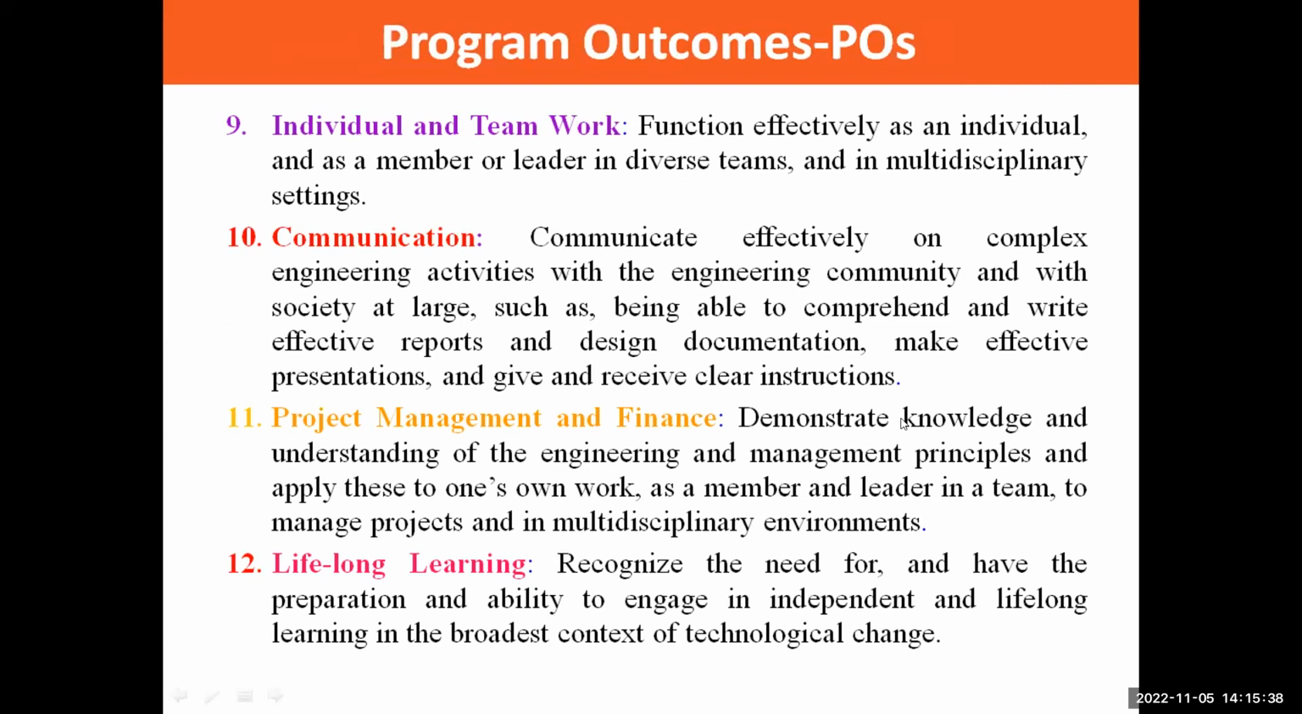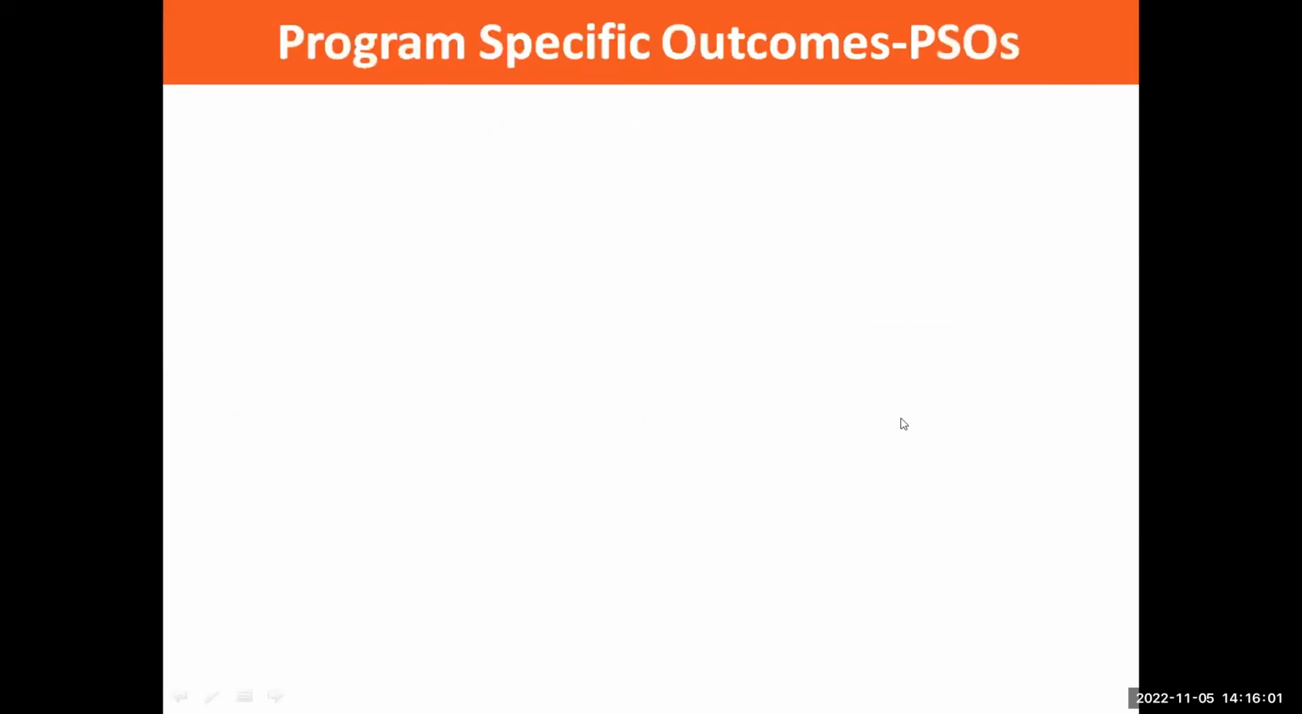Now, if POs are clear, that means POs are set guidelines for any engineering college. We have all seen and witnessed the mushrooming of engineering colleges, and the mushrooming of universities as well. So a kind of standard-setting work has been done by the National Board of Accreditation, and they have said that these 12 POs need to be achieved and attained by each and every institution.